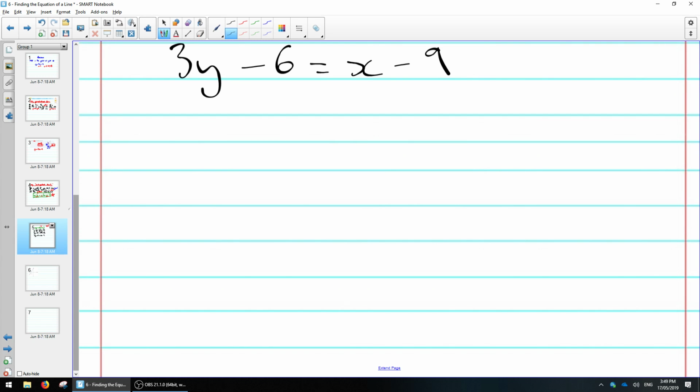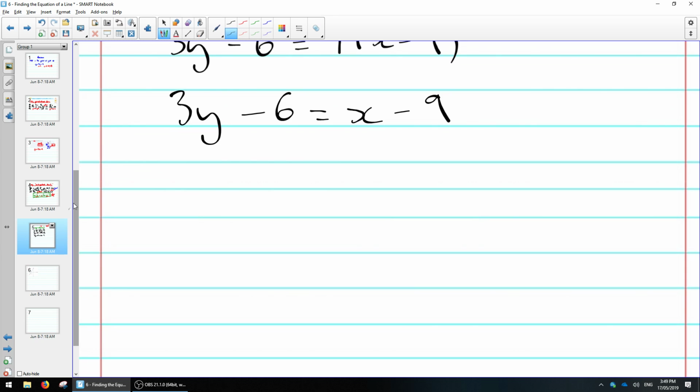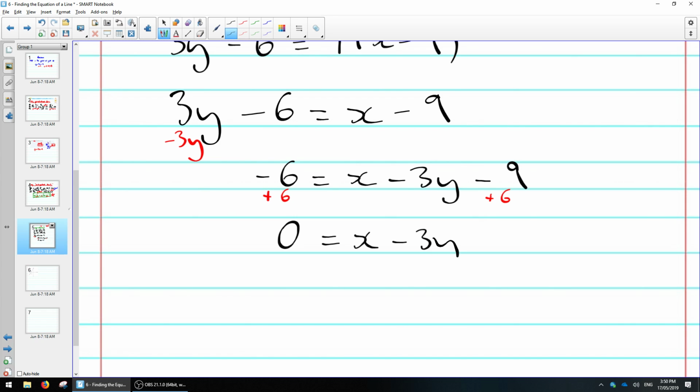What we sometimes do is, rather than leaving it in y equals mx plus b, we could leave it in what we call a general form, where we move everything to one side and leave a 0 on the other side. So let's do that. Here we have 3y, so I'm going to take this over to the other side, so I've got a minus 3y. I might not do it all at once. So we have negative 6 equals x minus 3y minus 9. I like to put the x and y before the constant, but it doesn't really matter. Now I've got to get rid of this negative 6, so I'm going to add 6 to both sides. So I'm going to have 0 equals x minus 3y minus 3, because negative 9 plus 6 is negative 3. And that would be the answer.